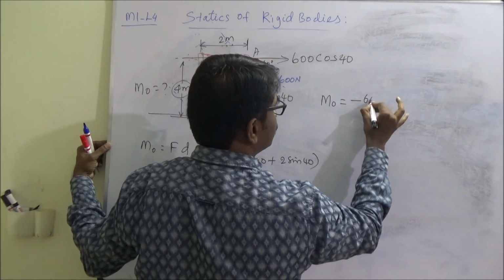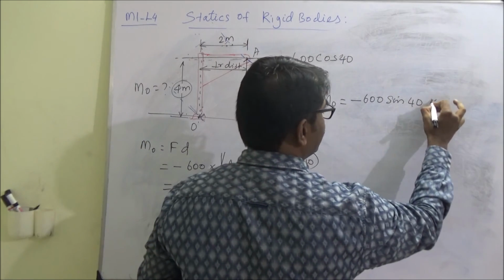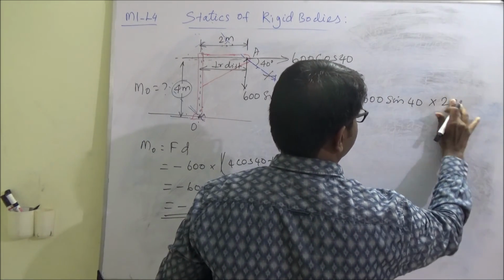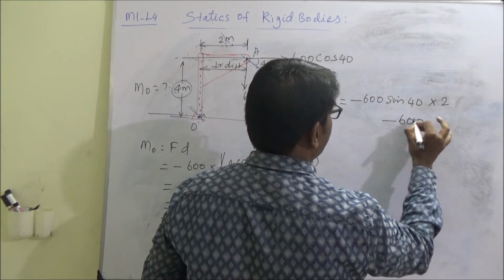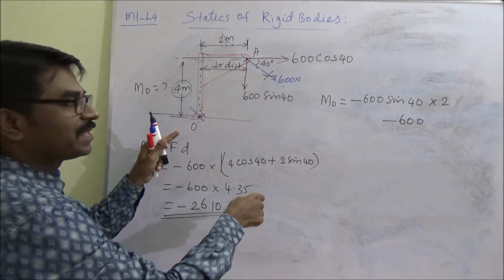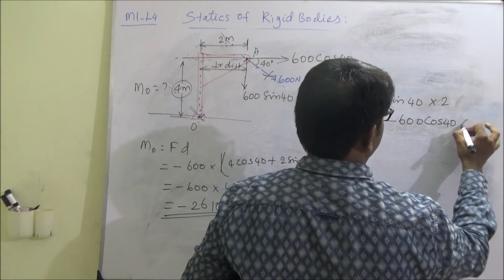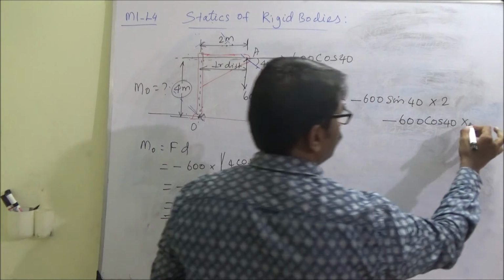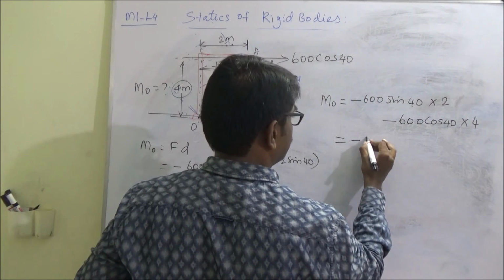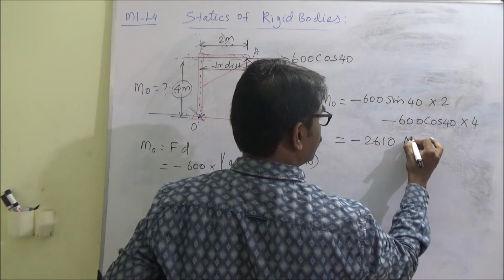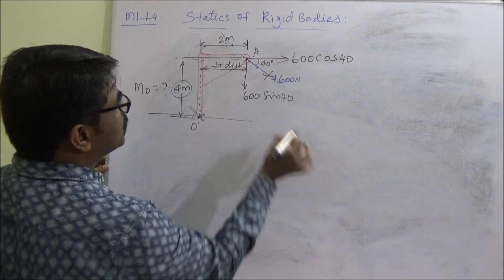MO, again this is producing clockwise moment. So negative 600 sine 40 is the force and the perpendicular distance is 2 meter. And this force is also producing a clockwise moment. So negative 600 cos 40 into the perpendicular distance, which is 4 meter. So when you calculate this, you will get 2610 Newton meter.